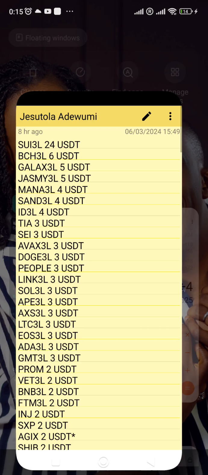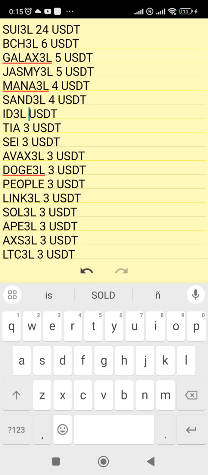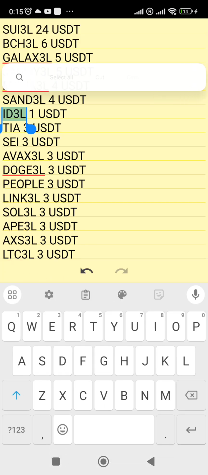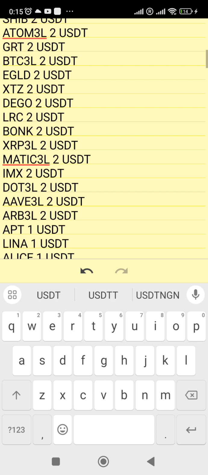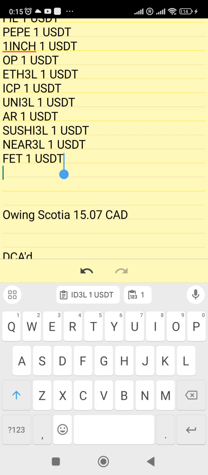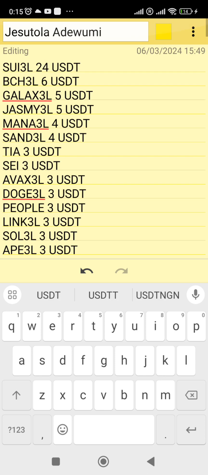Okay, so I go back to ID and change it to 1 USDT, select, cut, close that gap, come down to 1 USDT and paste. I'm done with ID.